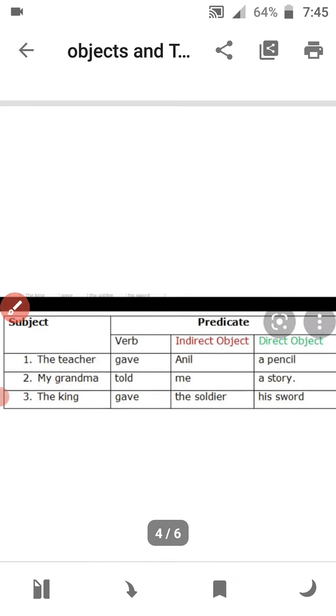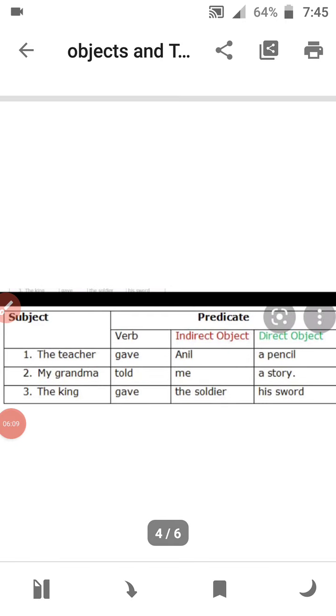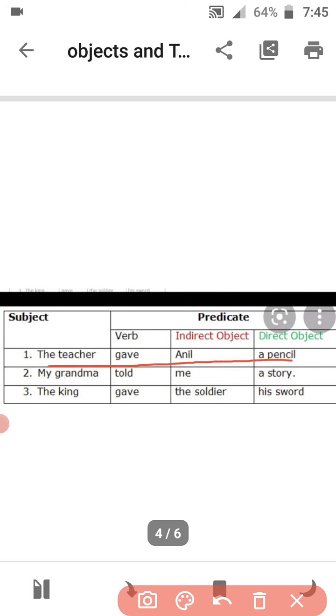Next, some examples are given to you. I have shown them in the table so that you can understand it very clearly. Look here. First is, the teacher gave Anil a pencil. The teacher is the subject over here. The teacher is a subject, gave is a verb, Anil is the indirect object, and a pencil is the direct object.